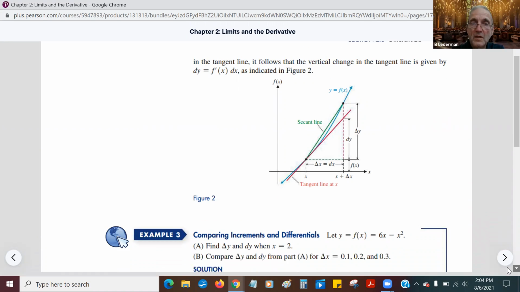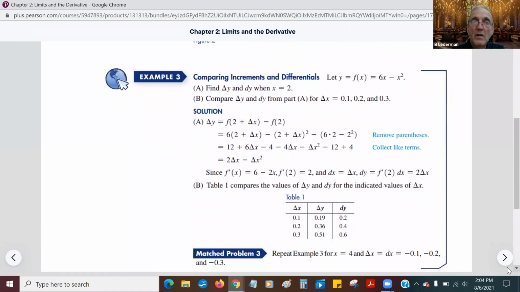Okay, y is equal to f of x, which is 6x minus x squared. So we want to find delta y and dy when x equals 2. So that first, then we'll go to part B. So delta y is equal to f of 2 plus delta x minus f of 2. And this is 6 times 2 plus delta x minus 2 plus delta x squared, because that's what the function is. Minus 6 times 2 minus 2 squared.